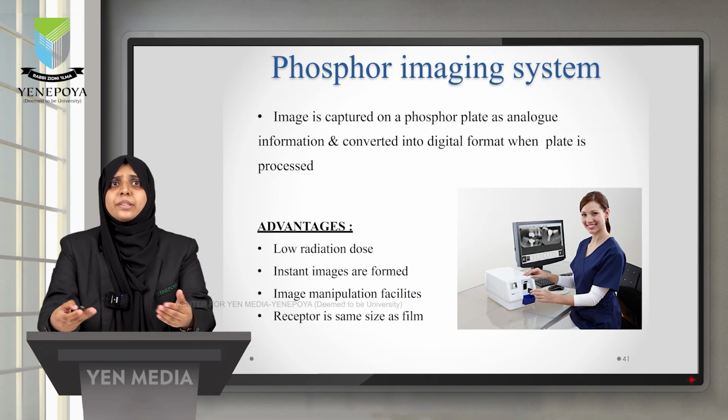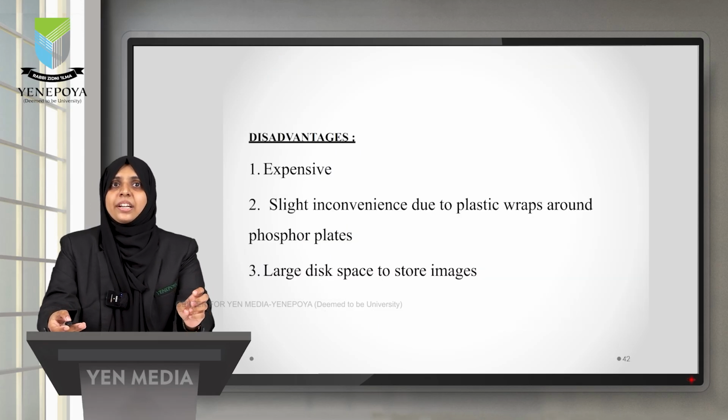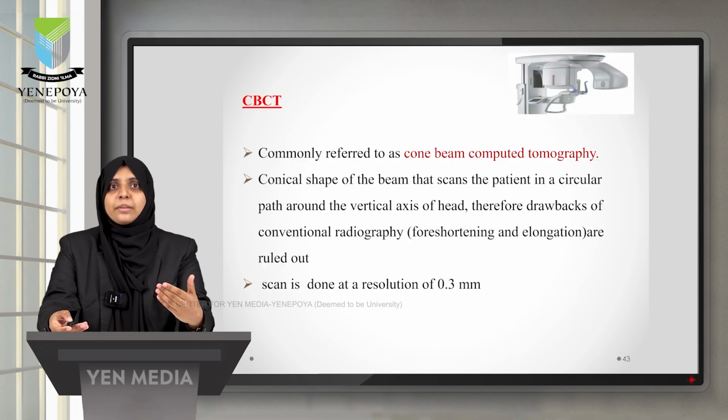Now coming to the phosphor imaging system, here the image is captured on a phosphor plate as analog information, and it is converted into a digital format when the plate is processed. So what are the advantages? Similar to the RVG, even this method has a lower radiation dose, the image is formed instantly, and manipulation is also easier, and the receptor size was seen to be the same as that of the film. Now the disadvantage: it requires a larger disk space to store the images.